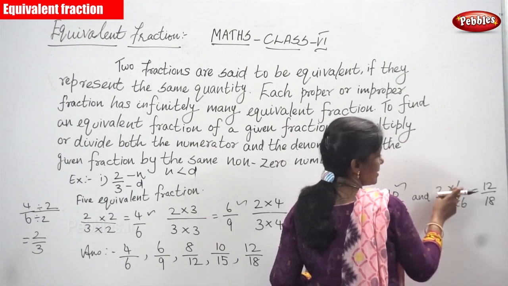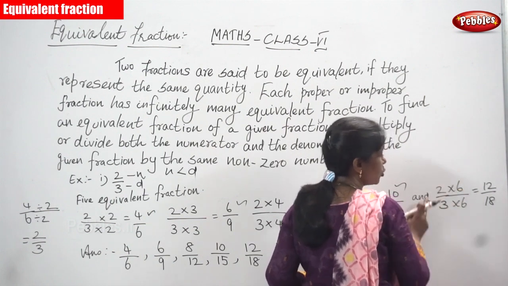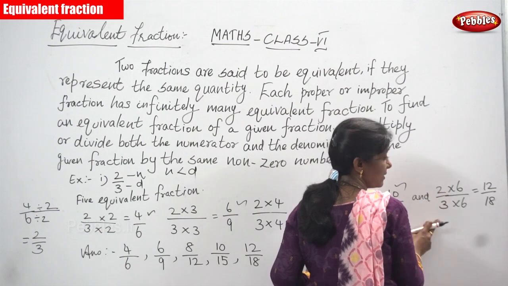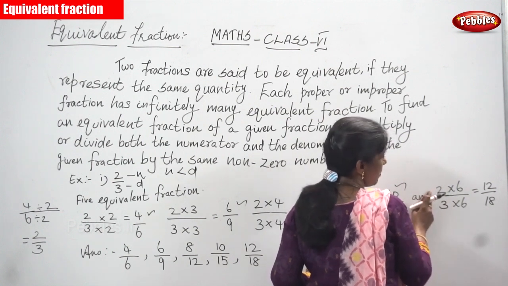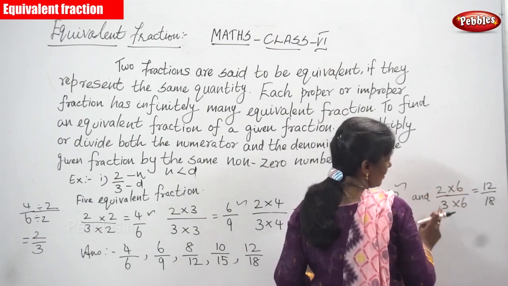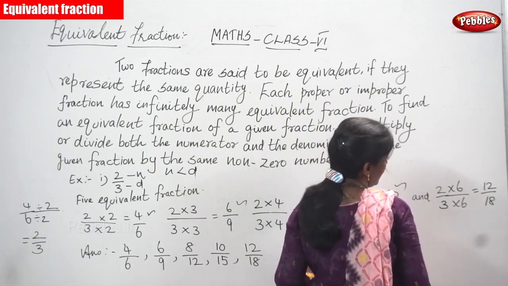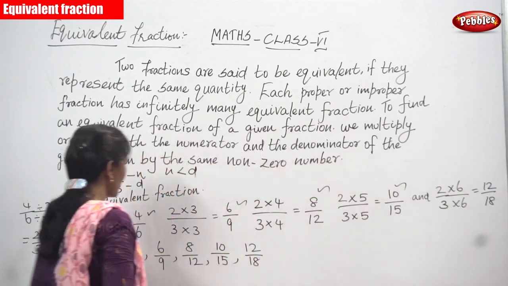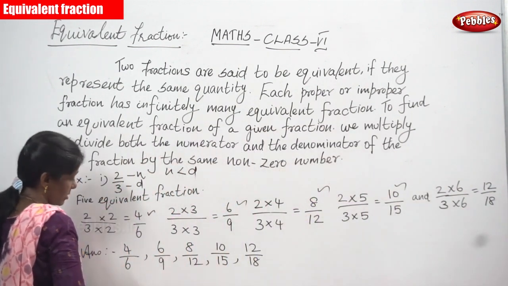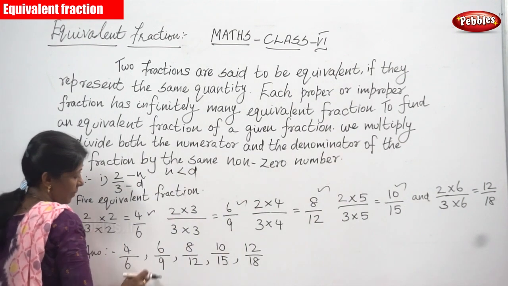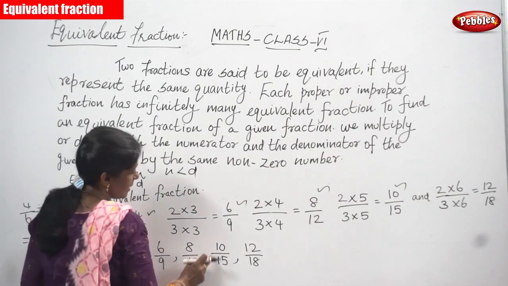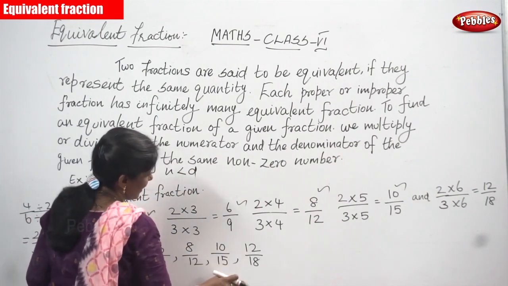So I am going to multiply by 6 the numerator as well as the denominator. Numerator is 2 and denominator is 3. So 2 is going to multiply by 6, and 3 is also going to multiply by 6. I can get what? 12 by 18. So what are the fractions? I need only 5 equivalent fractions. So 4 by 6, 6 by 9, 8 by 12, 10 by 15 and 12 by 18.